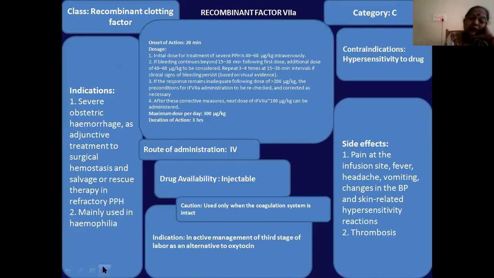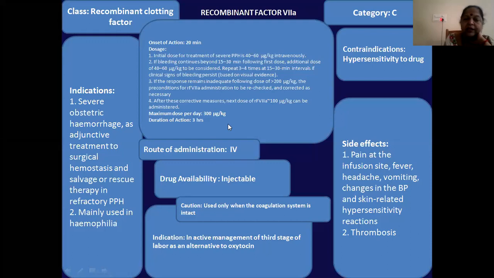This is another very busy slide, on recombinant factor VIIa. It is indicated in severe obstetric hemorrhage as an adjunctive treatment to surgical hemostasis, and as salvage or rescue therapy in refractory PPH, and mainly in some cases of hemophilia. It is very costly, but it is very effective whenever the case comes.